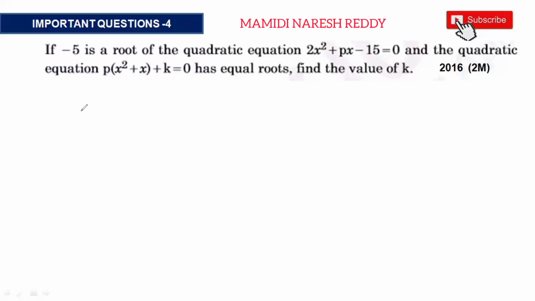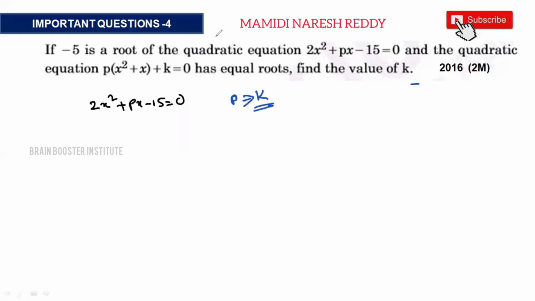So the given quadratic equation is 2x² + px − 15 = 0. I'm changing the color. What do we need to find, my friends? We need to find the value of k. But if you observe these two equations, there is one more unknown value, that is p. So to find the value of k, first of all we need to find the value of p, and later by using p we can find the value of k here. Got it?